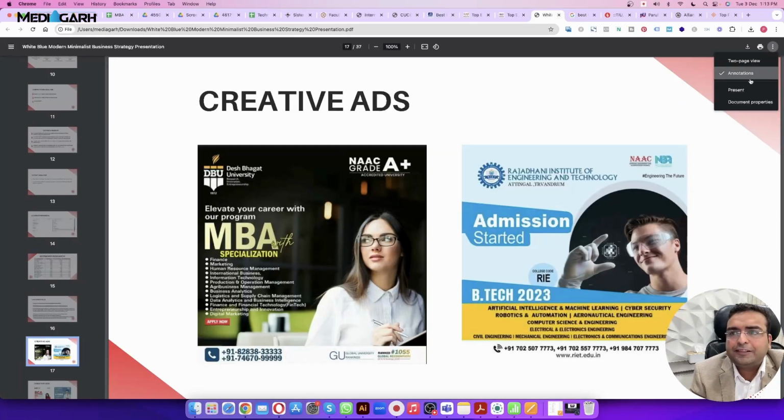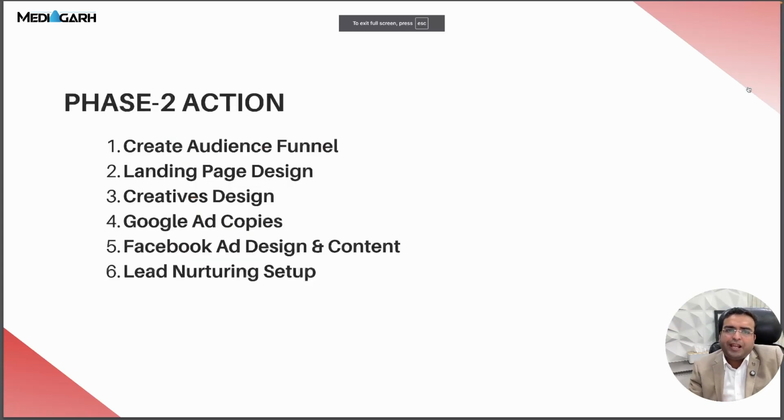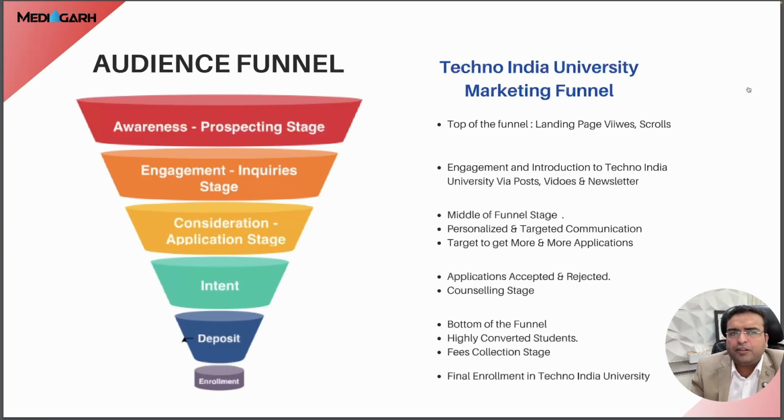Now once this is done, the time is for the action. Now in the action phase, our target should be to create an audience funnel first. Whatever course we need to sell, we need to first plan an audience funnel. Once the audience funnel is finalized, then based on that, we can plan the landing page designs, creative designs, Google ad copies, Facebook ad design, and then we can run the campaigns.